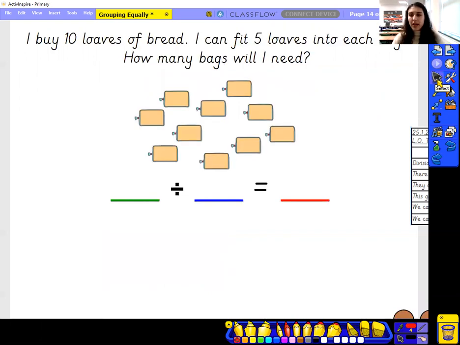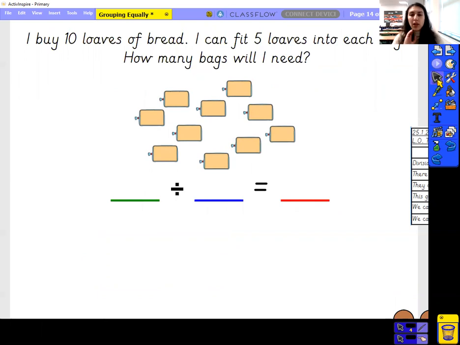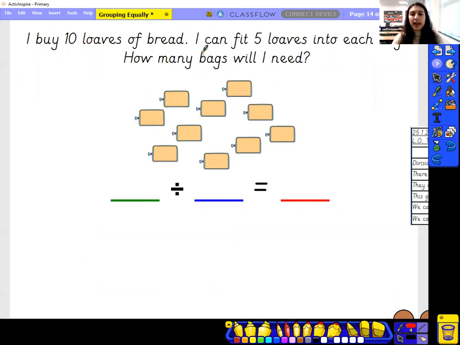Let's have a look at using the array model then for the loaves of bread. I buy 10 loaves of bread. I can fit 5 loaves into each bag. How many bags will I need? So I'm doing a division. My first number in my division equation has to be the biggest number in the equation. So that would be my whole amount of bread, which is 10. So I've got 10 loaves.